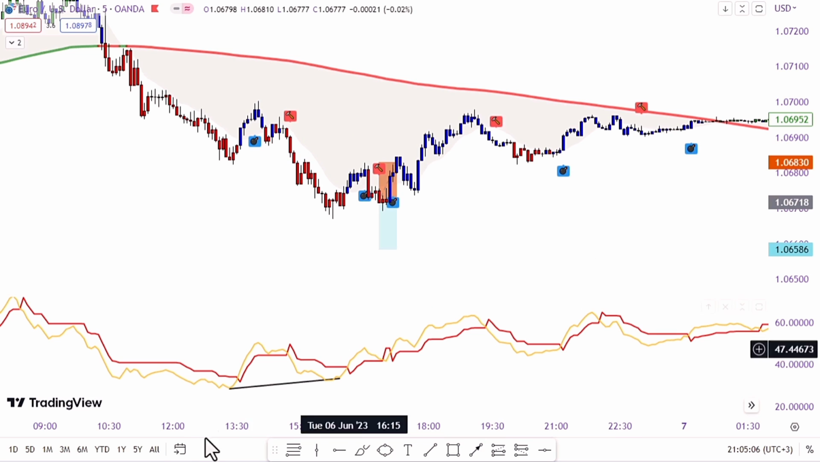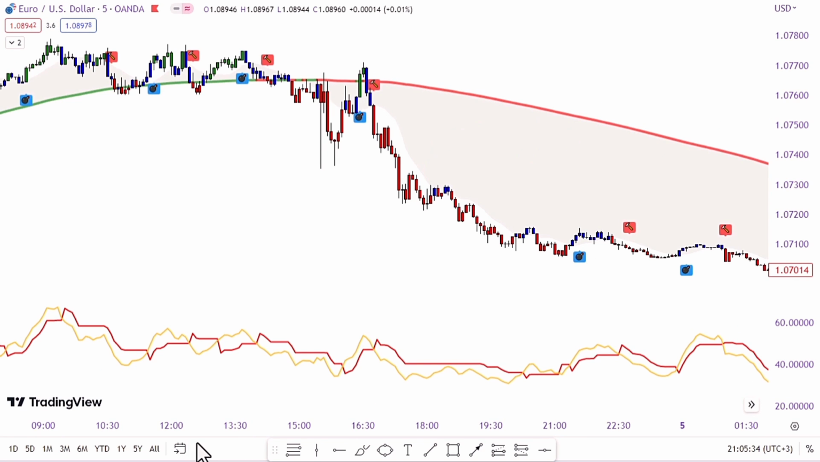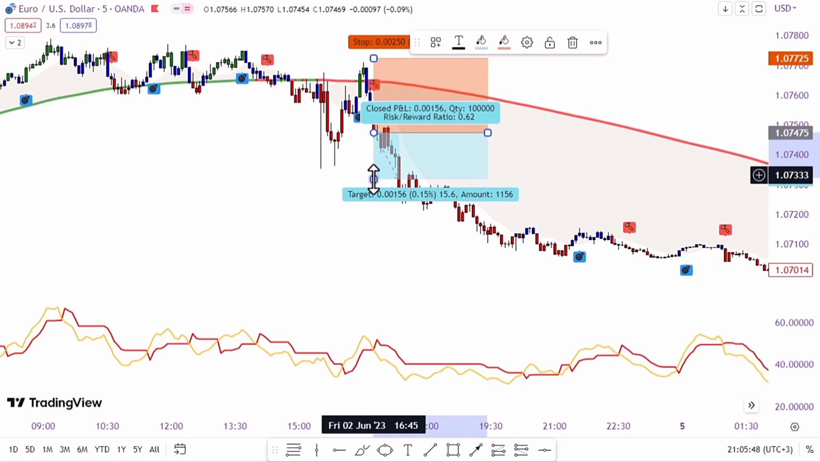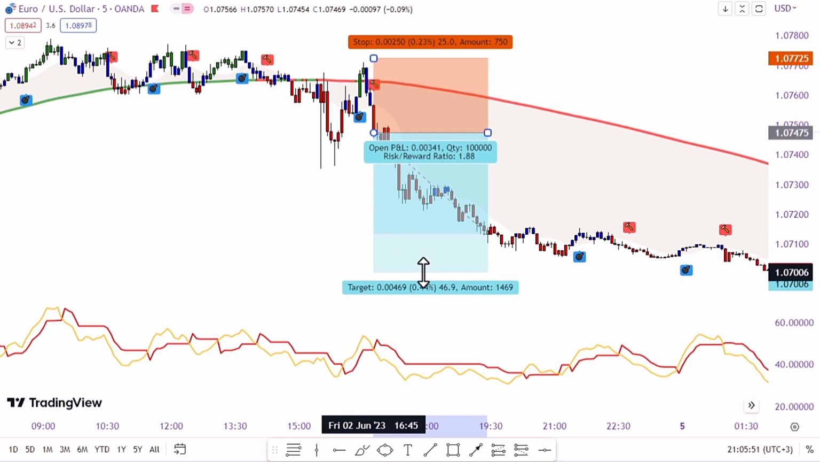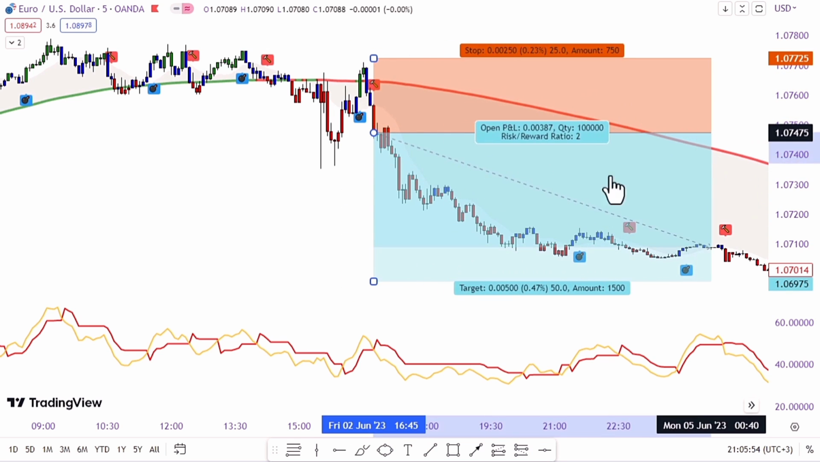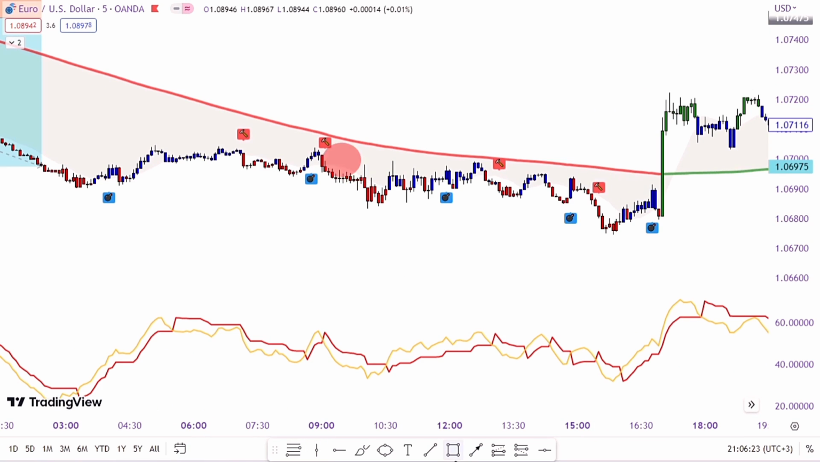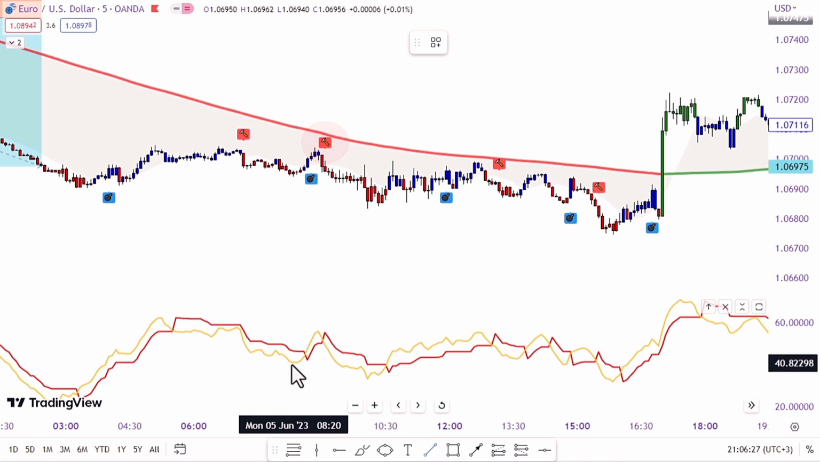Okay, now let's find some valid entries. Alright, we have a sell signal right here. The requirements for a sell trade are in place and the QQE is making new lows. Here's another sell entry and this one was also successful.